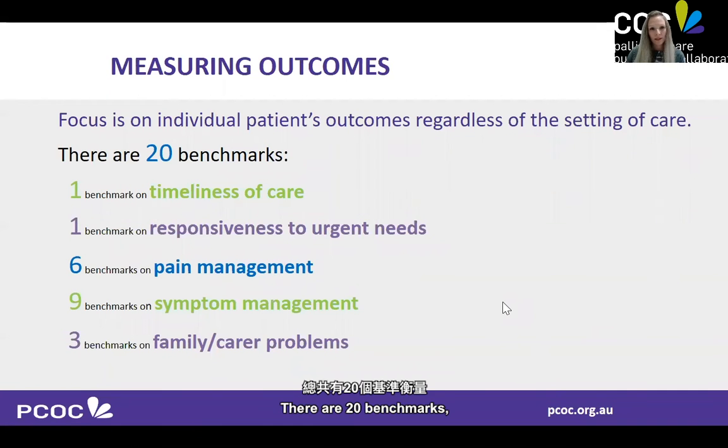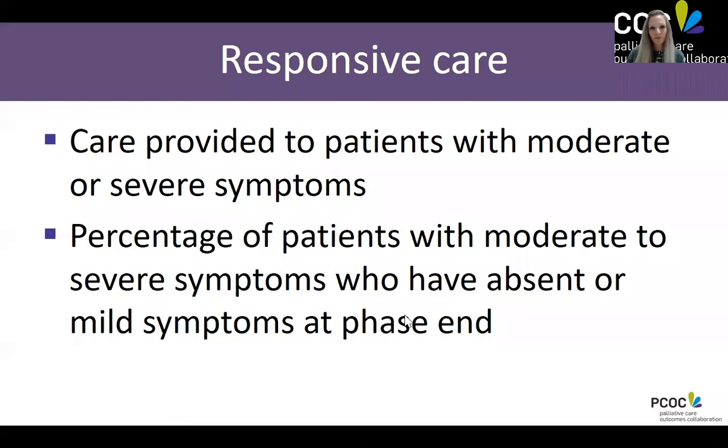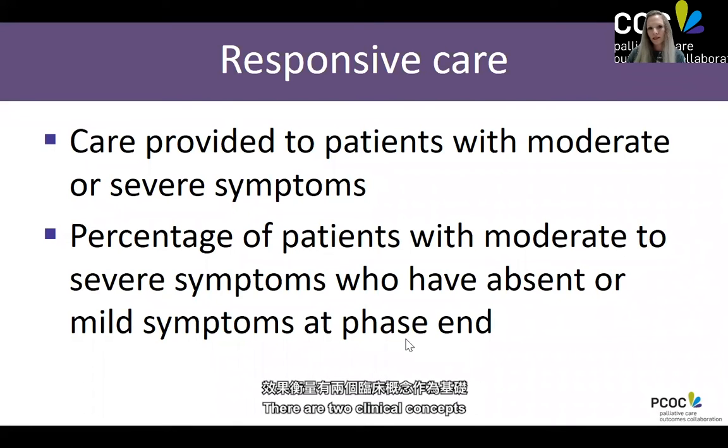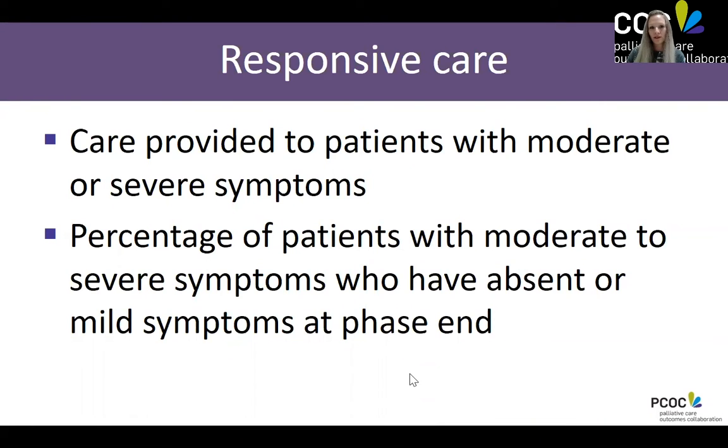There are 20 benchmarks, and each outcome measure is focused on the patient's outcomes regardless of the setting of care. The first one is timeliness of care, then responsiveness to urgent needs, and this is using the unstable phase. The symptom and pain and family care problem measures use the Palliative Care Problem Severity Score and the Symptom Assessment Scale. There are 2 clinical concepts that underpin the outcome measures.